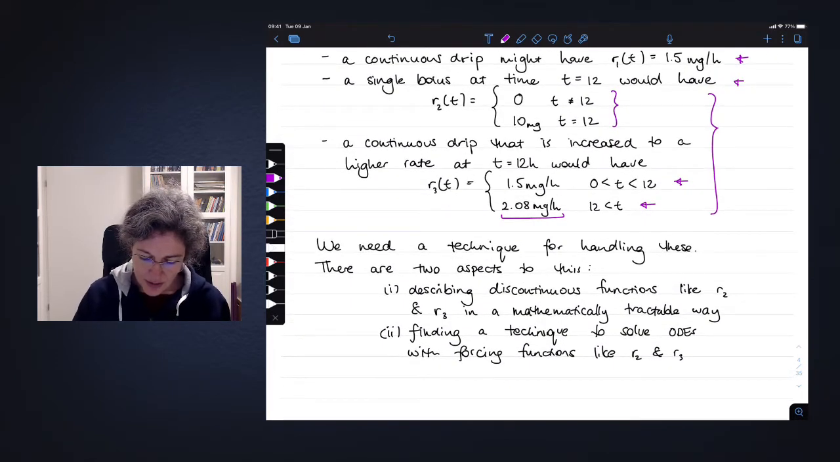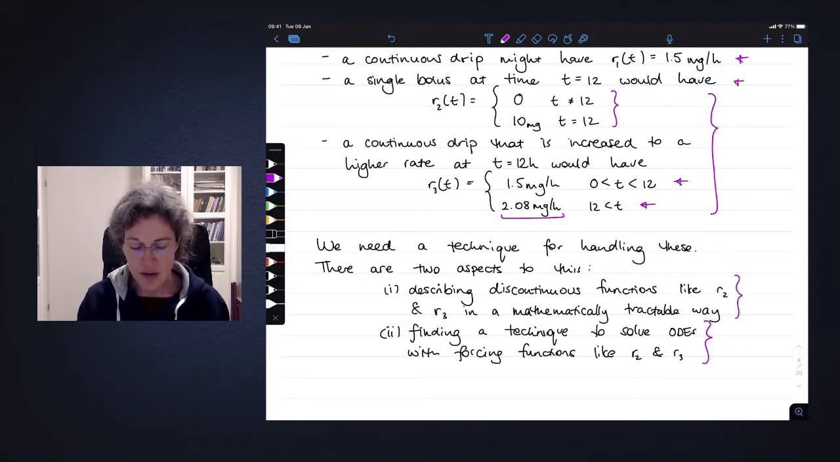This is the one thing that we need to do. We need to find a technique for how to solve DEs like this. But what we also need to do is find a way of describing these discontinuous functions in a mathematically useful way. Because at the moment we've just kind of described them as piecewise functions and there's not a lot that we could do. So we're going to start with having a look at the technique, and then when we get to the right moment we will talk about how we describe these.